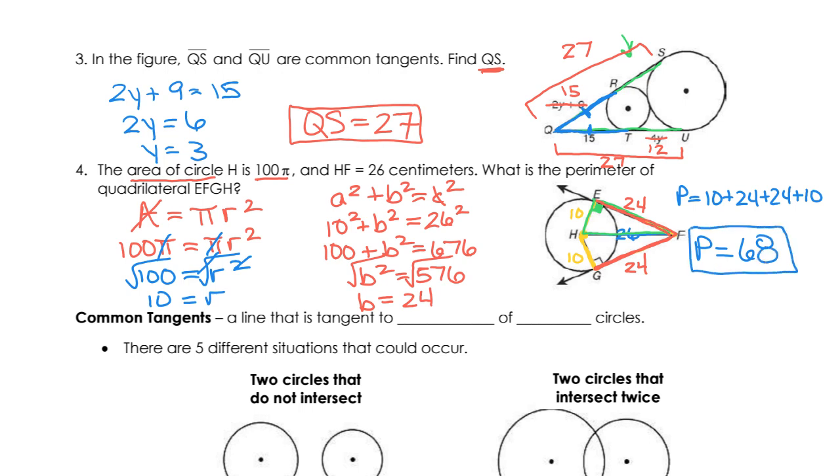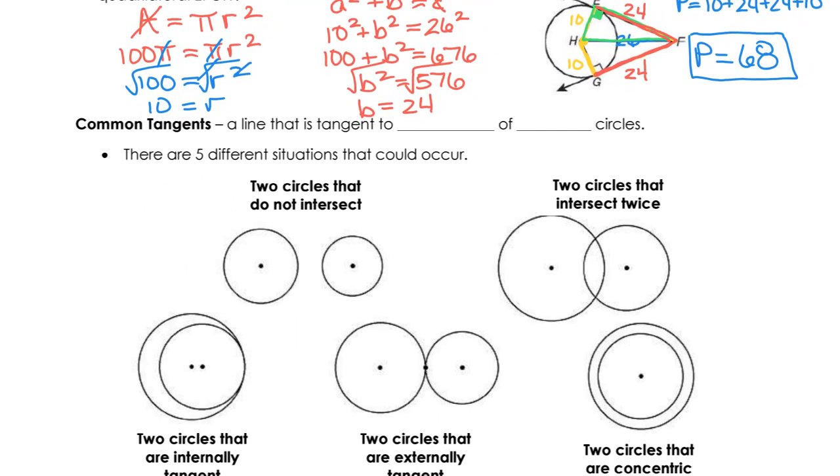Okay. All right, next up, we're going to go ahead and talk about common tangents, and the different situations we could have when we have a common tangent to two circles. So it's a line that is tangent to both of two circles. There are 5 different situations that occur.